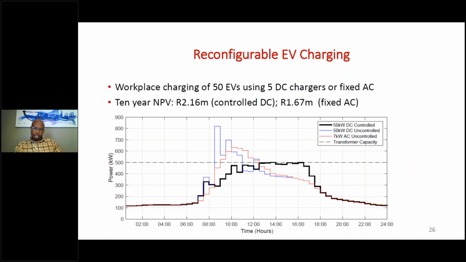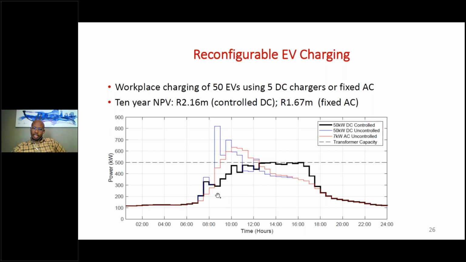Let's have a look at the results for workplace charging. So this is for the charging of 50 EVs using 5 DC chargers or fixed AC, meaning you have dedicated chargers for all the cars. For this problem, you'll see that for an uncontrolled AC charging system, the red line, there's a violation of the transformer capacity.